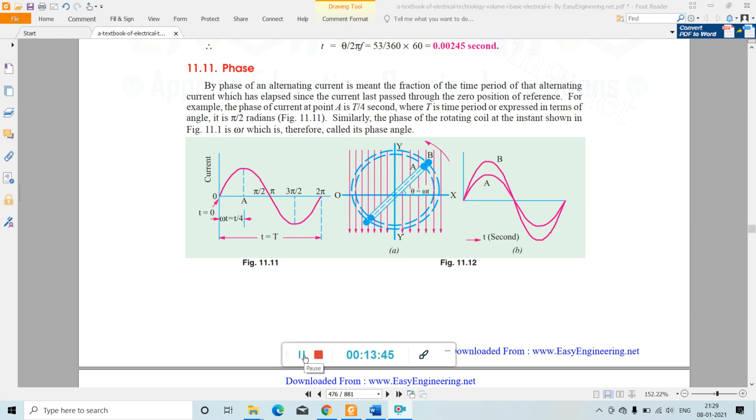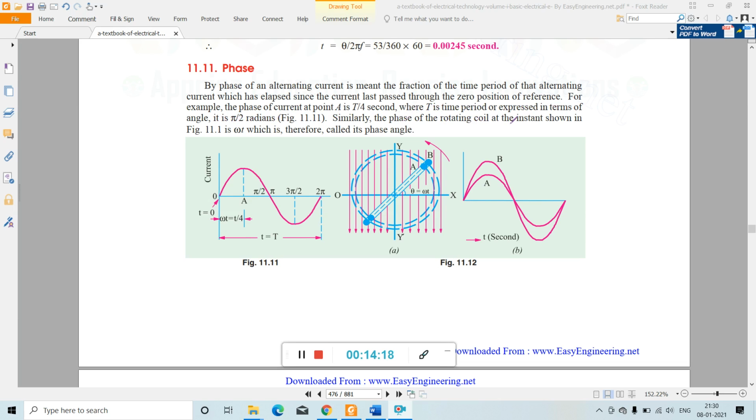Next is what is phase and phase difference. So what is phase? By phase of an alternating current is meant the fraction of the time period of that alternating current which has elapsed since the current last passed through the zero position of reference. For example, the phase of current at point A is T by 4 seconds, where T is the time period, or expressed in terms of angle it is pi by 2 radians.